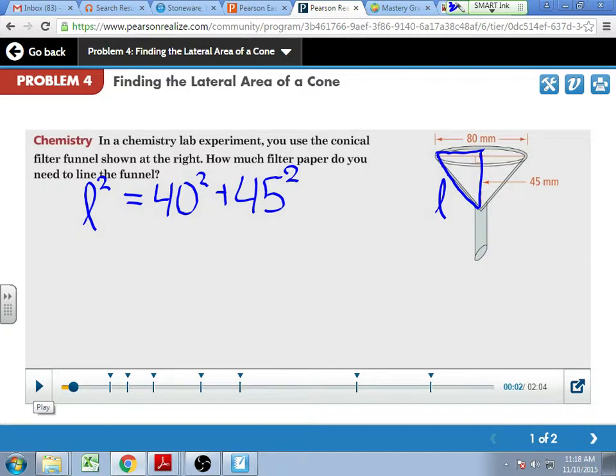We're supposed to do it in terms of pi. I got 5,300. I didn't say you're in terms of what? At least it's squishy then.